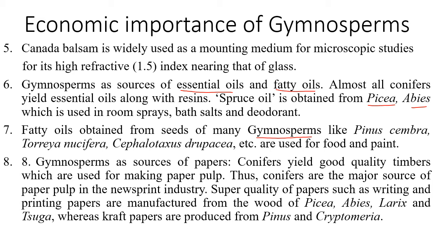Gymnosperms as a source of paper. For example, conifers yield good quality timber which is used for making paper pulp. Thus, conifers are the major source of paper pulp in the newsprint industry. Superior quality papers such as writing and printing papers are manufactured from the wood of Picea, Abies, Larix, and Tsuga, whereas kraft papers are produced from Pinus and Cryptomeria.